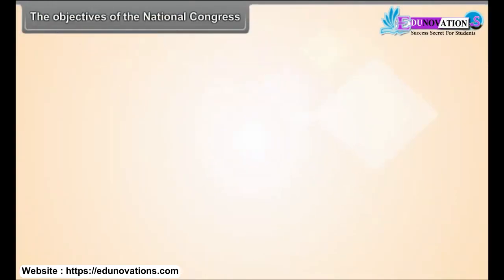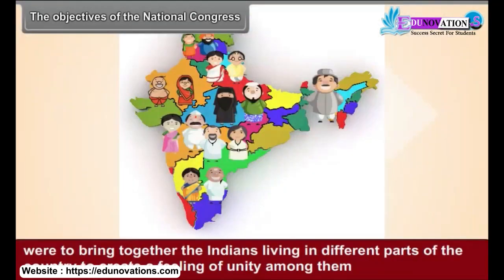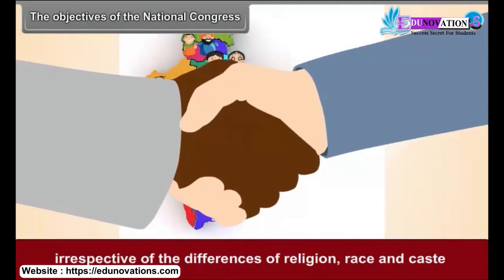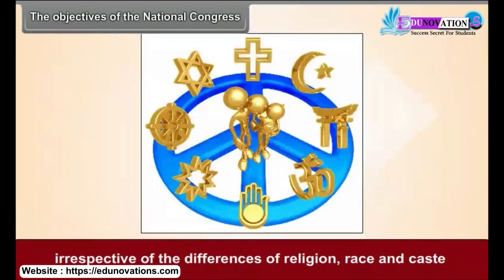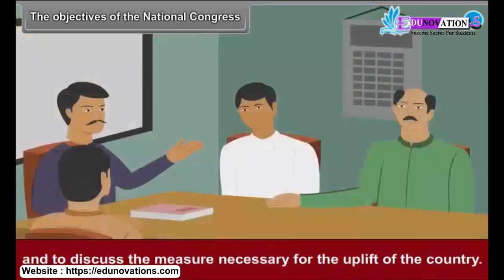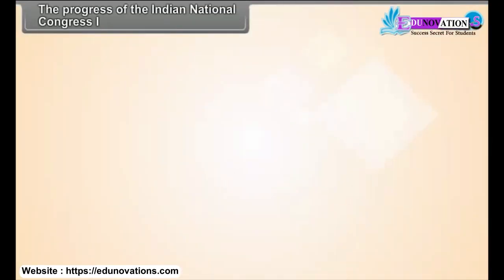The objectives of the National Congress. The objectives of the Indian National Congress were to bring together the Indians living in different parts of the country, to create a feeling of unity among them irrespective of the differences of religion, race and caste, to provide them an opportunity to understand one another's problems and views, and to discuss the measures necessary for the uplift of the country.